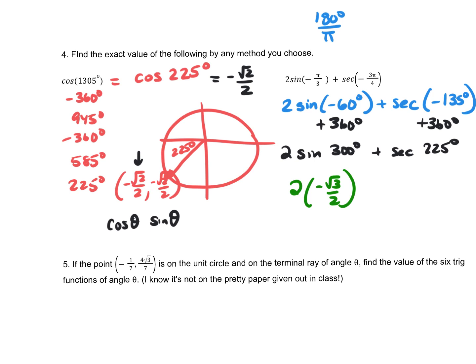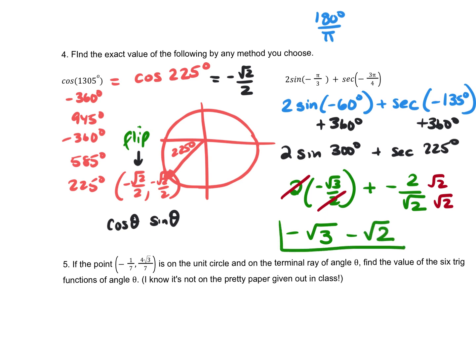Now secant is the flip of cosine, so we're going to flip. 225 is this point over here, so we're going to flip this one. So it's plus negative 2 over radical 2. We can clean this up a little bit. These cancel. This gives me negative radical 3. And if I rationalize this radical 2, I get 2 radical 2 over 2, which is just radical 2. So this is negative radical 3 minus radical 2.